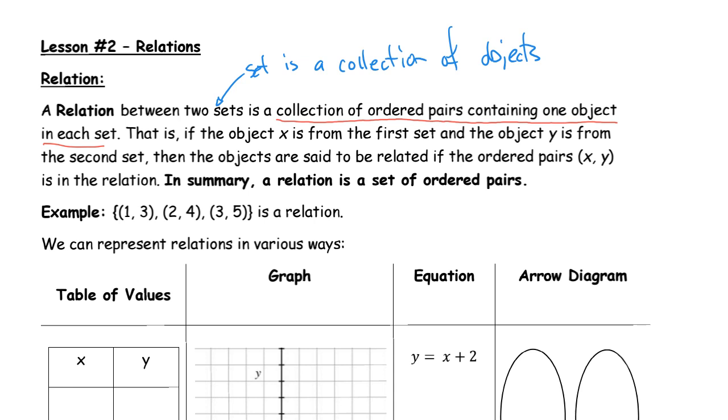So what we've got here is object X is from the first set, and then there's an object Y that's related to the second set, and we put them in a relationship like this, X comma Y. So really, what a relation is, when it boils right down to it, is just a set, which is another collection, a collection of ordered pairs. So for example, what you've got right here, (1, 3), (2, 4), (3, 5), those three points together, that's a relation.